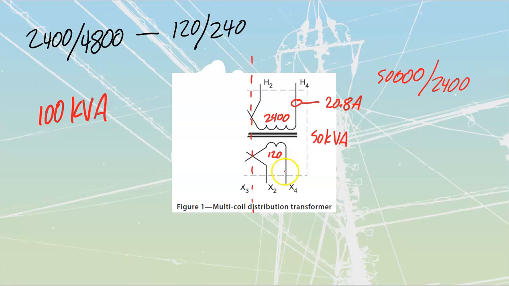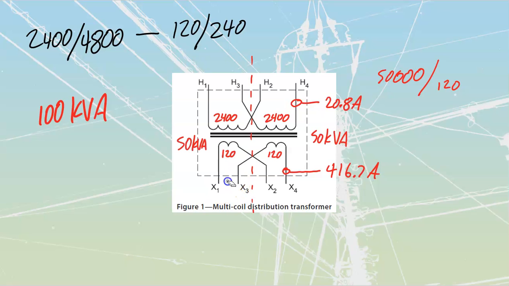This one over here is going to be 120. Is it the same 50 kVA on that side? Absolutely. So I can figure out what the current rating is of this section by taking 50,000 divided by 120. When we do that, we're going to come out to 416 amps. Once again, these are going to be absolute maximums, 416.7 amperes that we could have. That would mean that this side over here has got the same sort of capabilities. In other words, this winding could also put through 20.8 amps, and this winding over here could also put through 416.7 amps.